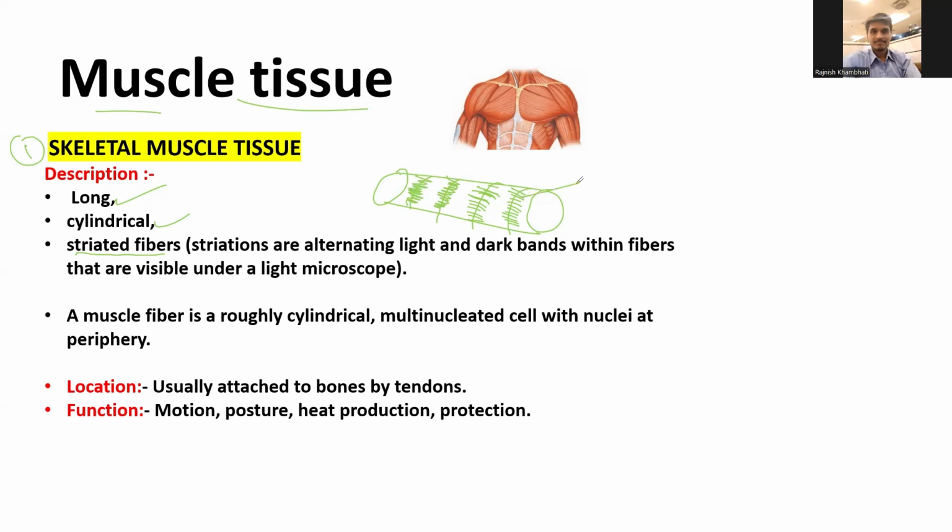Like this, okay? This portion is dark and this medium portion is light in color. So this is how we can see light band and dark band. So we will be calling it dark band, okay? So this is how we can look under the microscope. And so it is also known as striated muscle, okay?